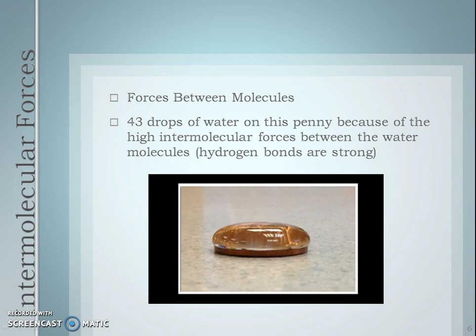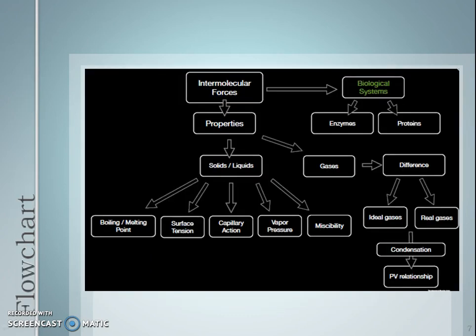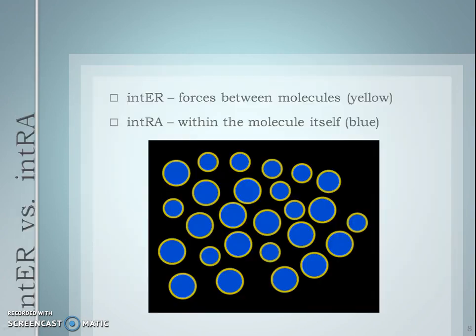He talked about intermolecular forces, and again, those are the forces between molecules. And he talked about how there's 43 drops of water on this penny because of the hydrogen bonds, and the hydrogen bonds are strong IMFs between those water molecules. Gave you a nice flow chart as always.